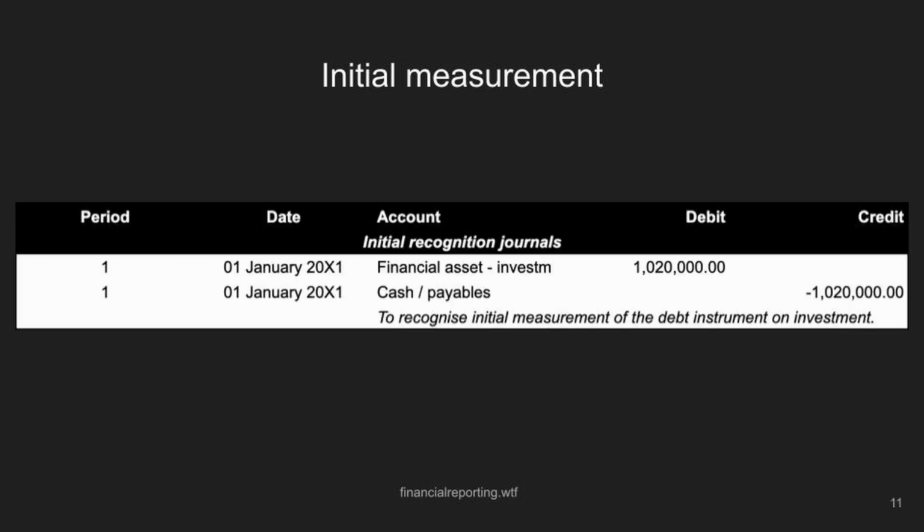$1,020,000. We can post our journal to recognize initial measurement as such, a debit to the balance sheet to recognize the asset at the calculated value of $1,020,000 along with a corresponding credit to cash or payables equivalent to the same amount, as this is what has or will leave the bank account as total cost of this asset, the asset itself and related transaction costs.